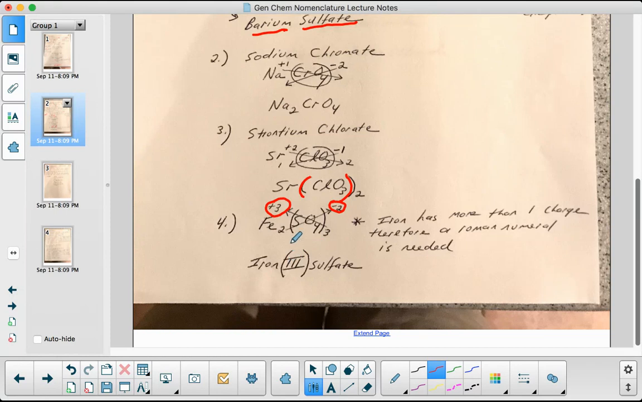So then I know I'm going to have to use a Roman numeral, but I use the Roman numeral that indicates the charge, okay, not the subscript. So I wouldn't use a 2 in here. I use the 3 due to the charge. So it's iron 3 sulfate. I'm going to stop there.